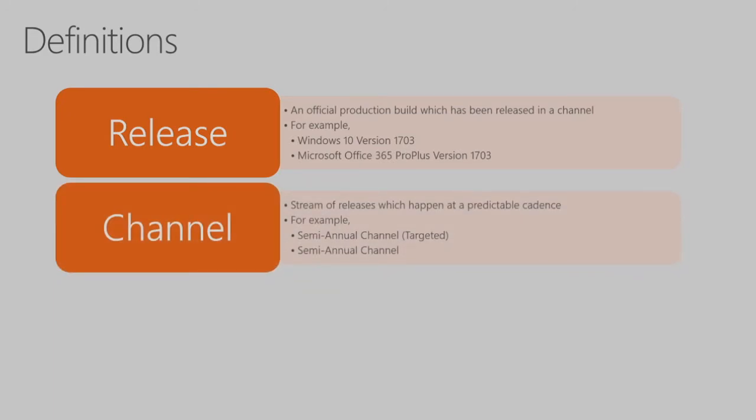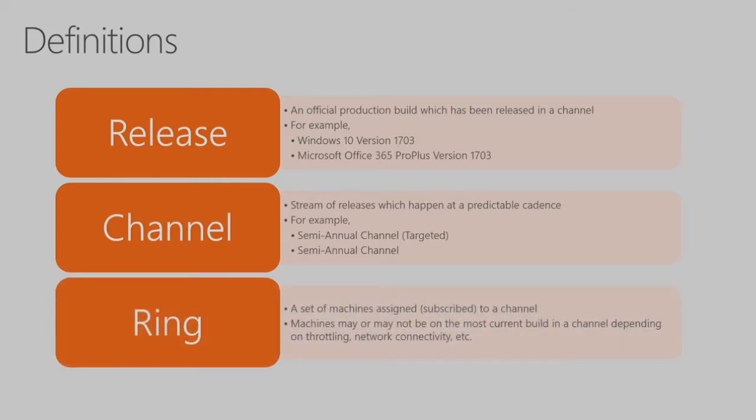When I refer to channel, I'm referring to the stream of releases that are coming on a predictable cadence to those devices. So think of that as the semi-annual channel targeted or the semi-annual channel broad. And those are just what you point your device to, such that when a new feature is available, they get them. And then a ring is the set of machines. I'm sorry, it should be release. That's the wrong slide. So the release is a set of machines assigned to, I'm sorry, I changed the order. The ring is the set of machines that are subscribed to a channel.